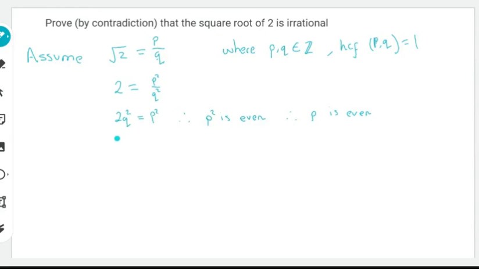So if p is even, then we can say that p is equal to like 2m, where m is an integer. This is just me laying it out step by step. So yeah, before I say what we'll do, maybe you might be able to guess what the next step might be.